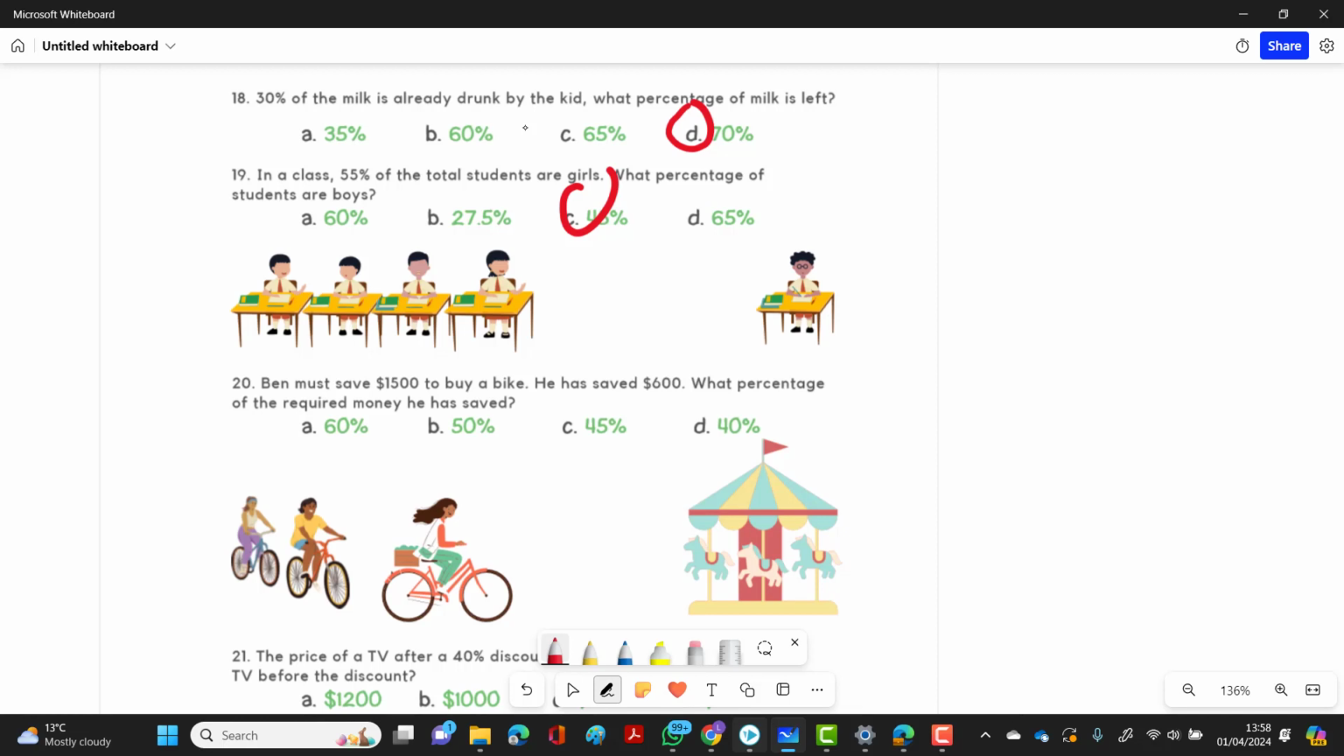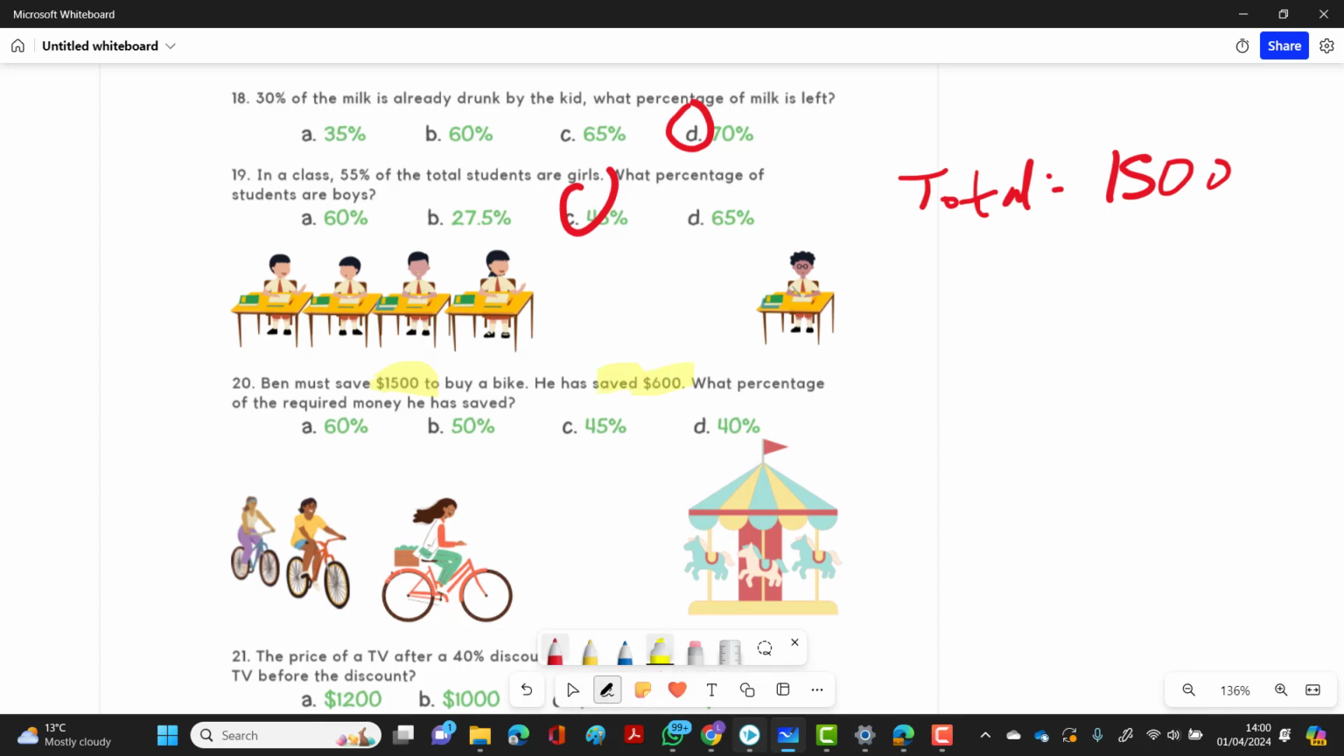Ben must save 1,500 to buy a bike. He has saved $600. What percentage of the required money has he saved? So let's break some of that down. So the total he needs to save is 1,500. So put total 1,500, and he has saved 600.